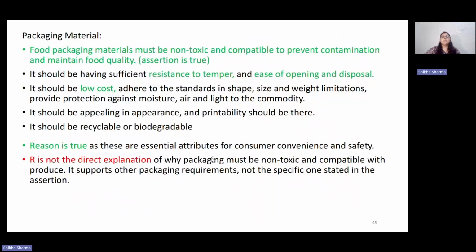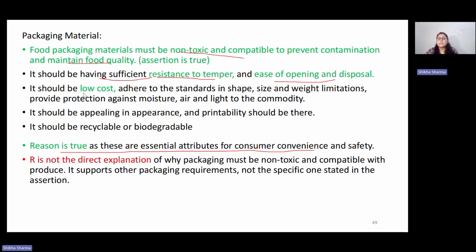So these packaging materials must be non-toxic and compatible to prevent contamination and maintain the food quality. So the assertion is true, and it should have sufficient resistance to tampering. So it should resist alteration or tampering of the packaging, and it should be easy to open and dispose of. So the reason is also correct, because these are essential attributes for consumer safety and convenience.